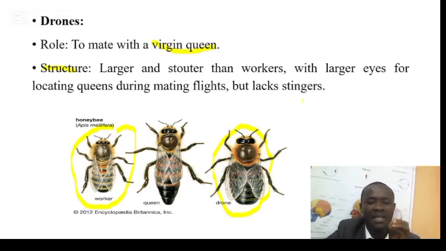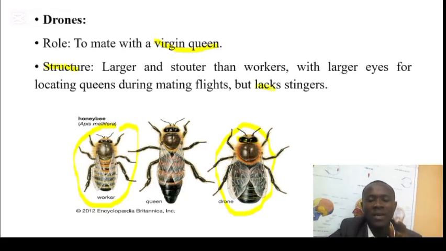So during mating, you can observe this one here. Just observe their eyes. They have large compound eyes, which they use to find the queen during mating. One thing about the male is that they lack stingers. They cannot sting, but they can give you a very painful bite.